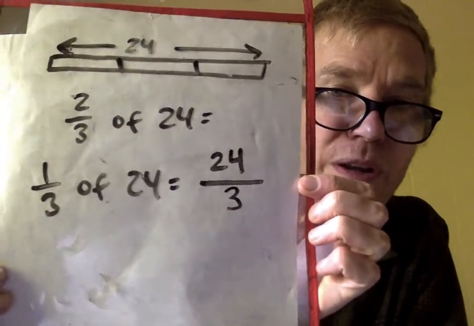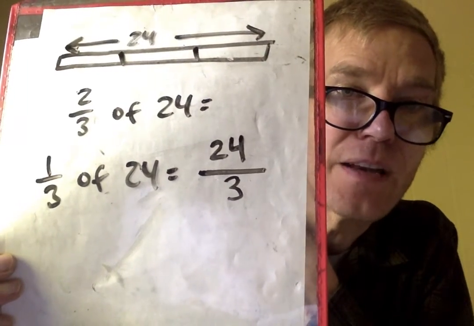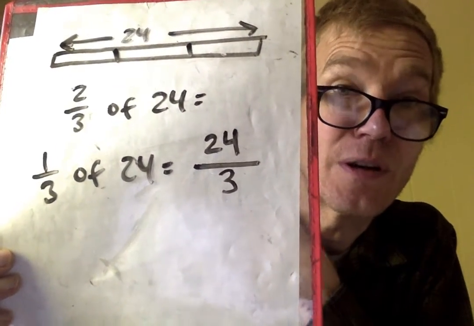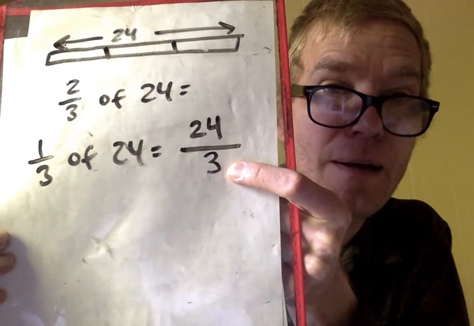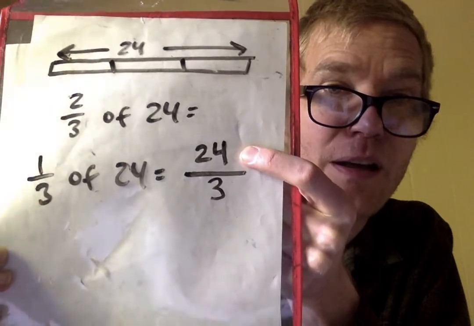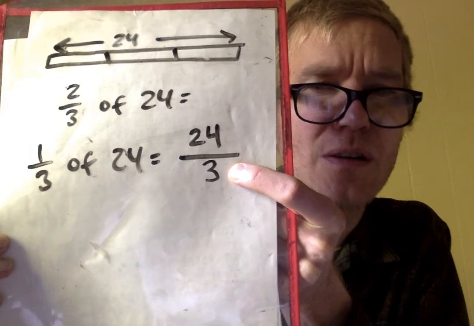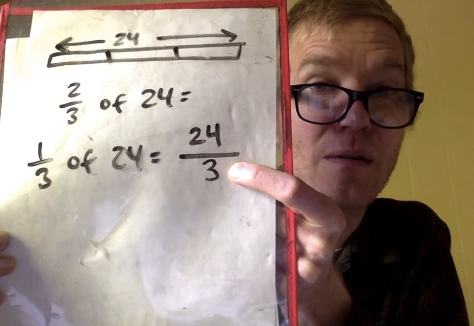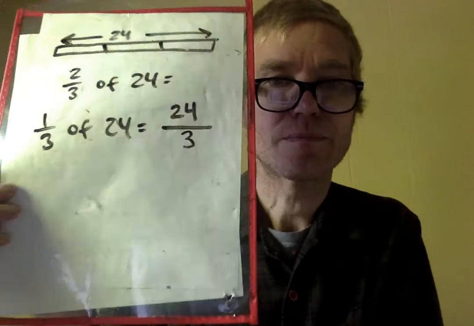1/3 of 24 is going to be 24 divided into 3 chunks. 24 thirds, 24 over 3. 24 divided by 3. That's how you set it up. Total number up top, the bottom stays the same. We're still talking about thirds. So 24 thirds. Well, what's 24 divided by 3? Anybody know? Or what's 3 times what is 24?